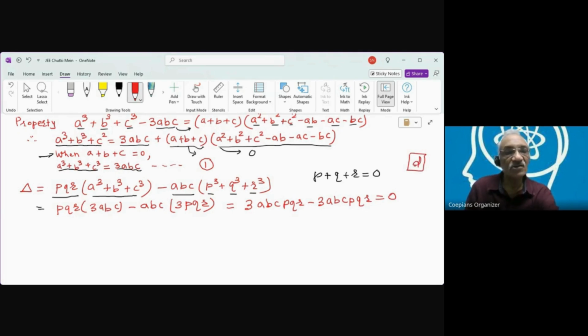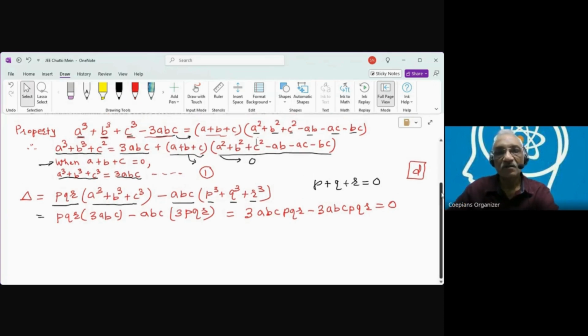So this is the normal solution. Friends, we have used a property of the cubes. The factorization of the cube A cube plus B cube plus C cube minus 3ABC is given as A plus B plus C into bracket A square plus B square plus C square minus AB minus AC minus BC.